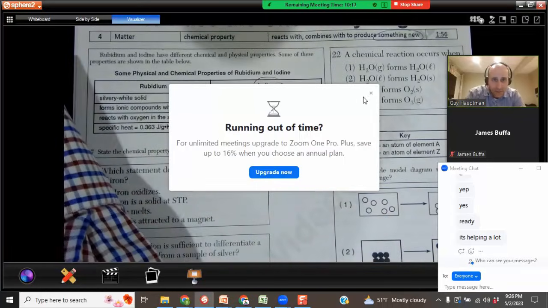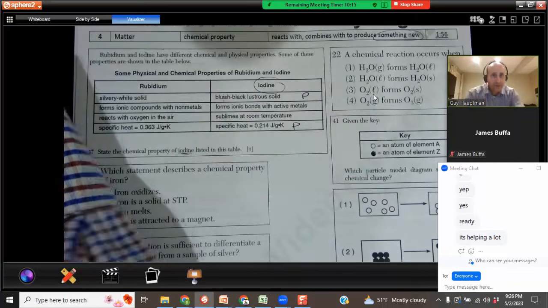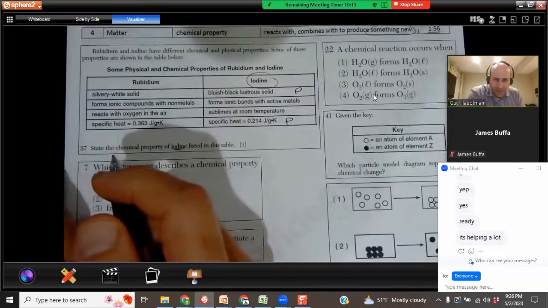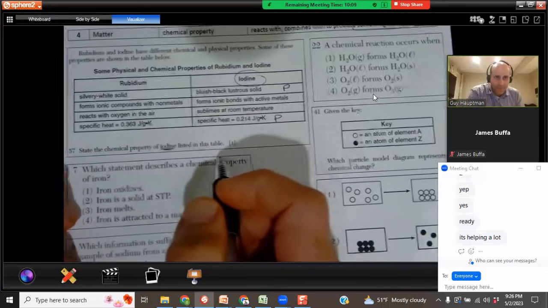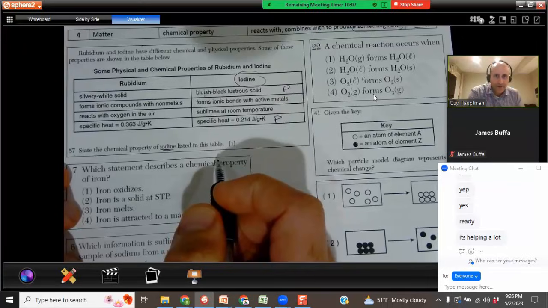Hold on. All right, it says there's about 10 minutes left. Worst case, we'll just restart the meet. Yeah, and we'll figure it out from there.